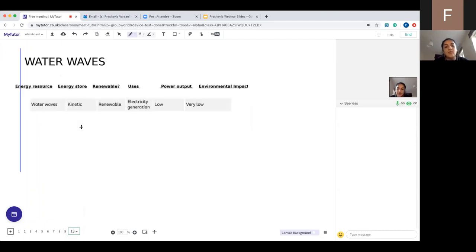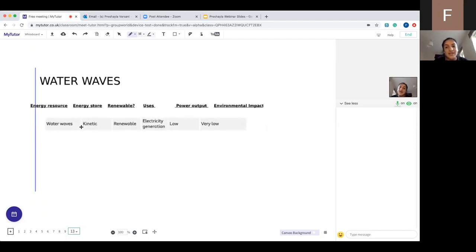Finally, we have water waves. So water waves is really just taking waves in the sea, the kinetic energy, and turning it into electricity. It's renewable, we always have water waves. However, the power output is low, so it's not commonly used for that reason. And the environmental impact is, again, very low.